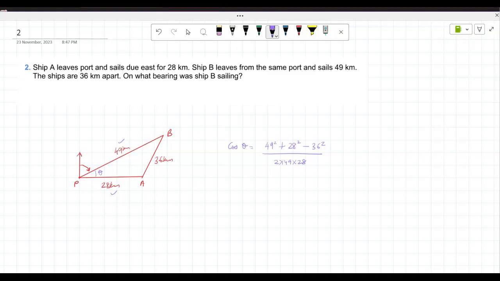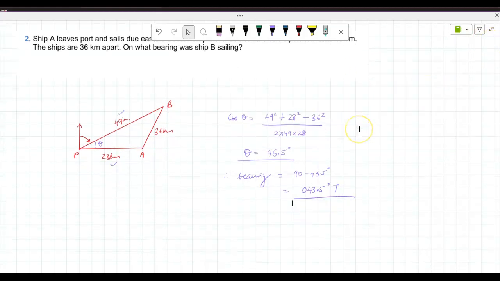So if you do cos inverse of that on your calculator, your answer will come as 46.5 degrees, correct? So therefore your bearing would be how much? 90 minus that. Bearing is with respect to north. So 43.5 degrees. So 043.5 degrees true is the bearing.